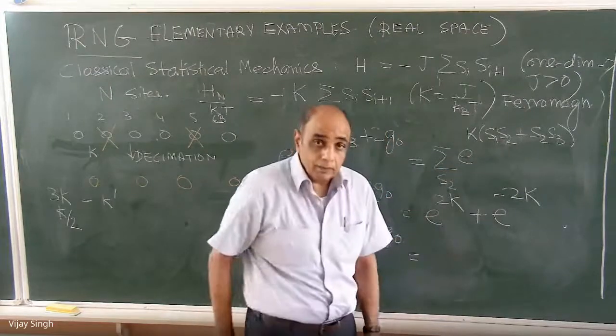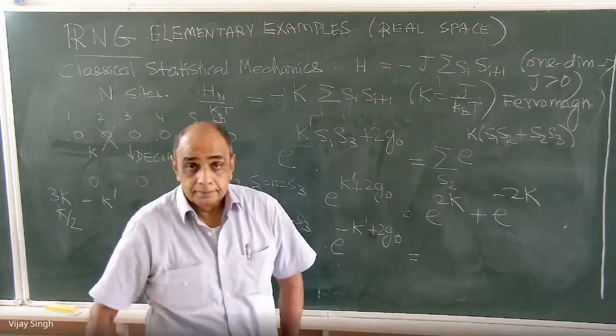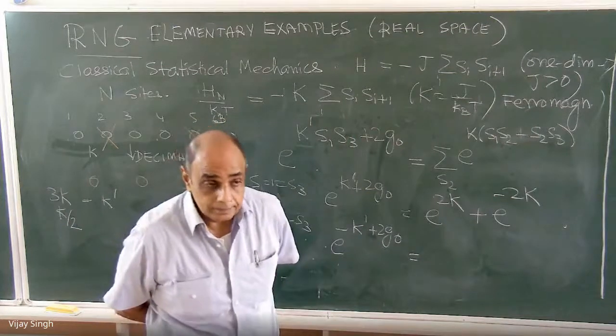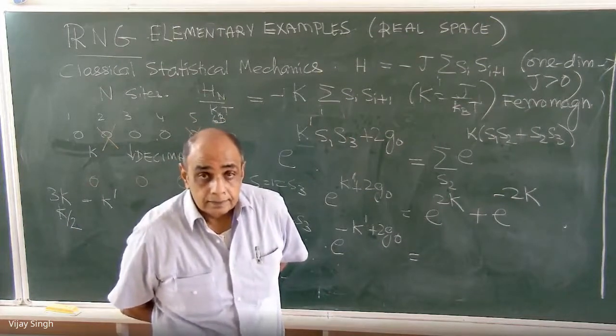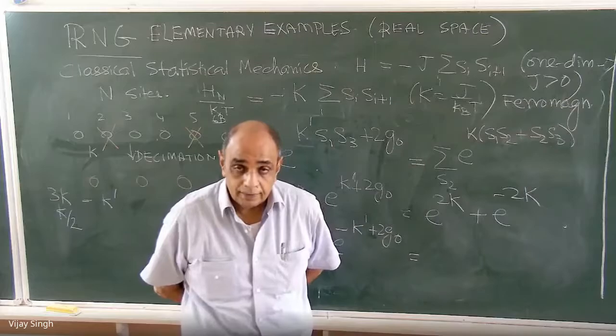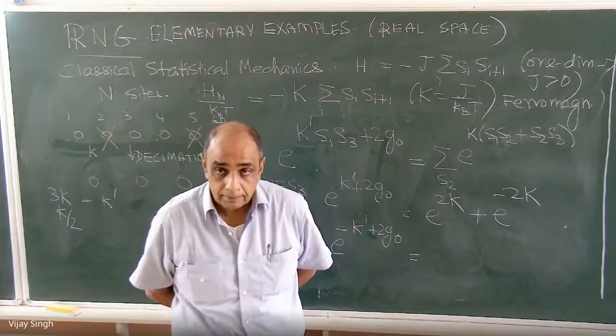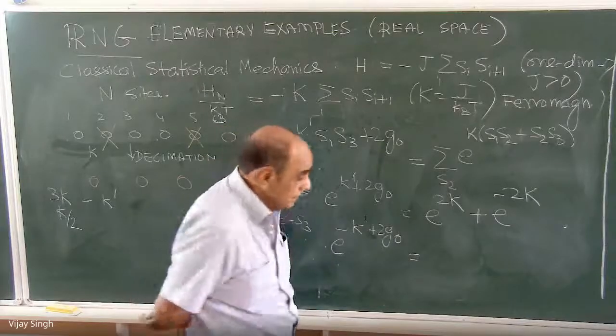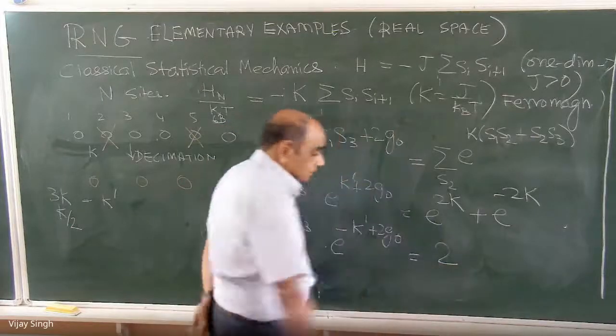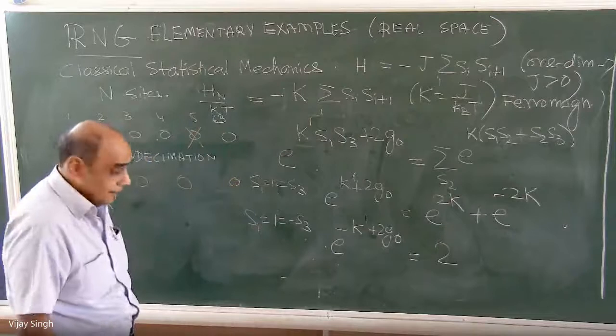On the right hand side, always 0. e power 0. What will I get? e power 0 plus e power 0. So what is that? 2. Yes, correct. Is that right?